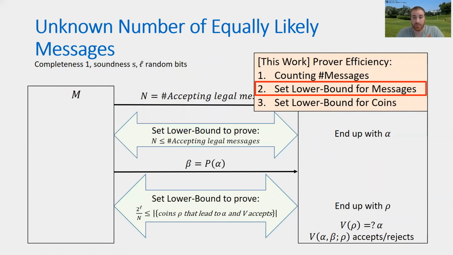Okay, so now let's go to the set lower bound protocol for messages. Well, we've already seen this. This is similar to graph non-isomorphism. We know that inverting a specific efficient function will work for this.